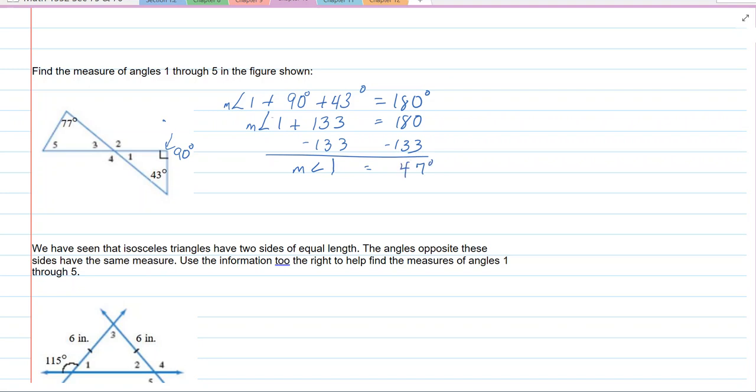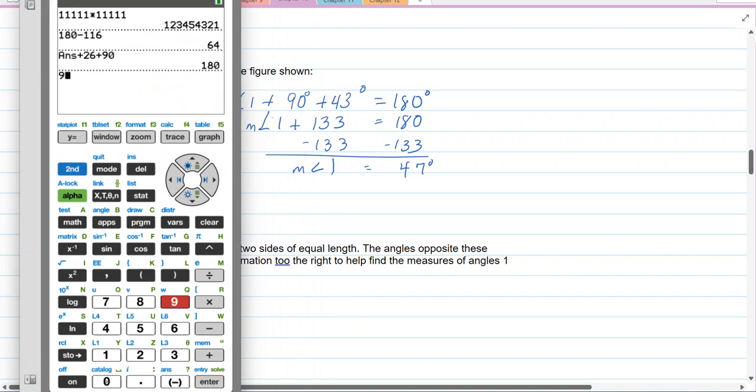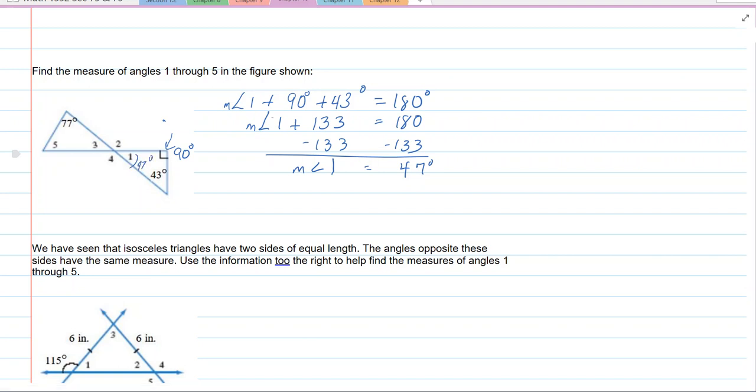I get 47 degrees. And I'm going to test that with my calculator, make sure that I have everything correct. That is 90 plus 43 plus my answer of 47. And I get 180. So I did good math. And I have this angle here. All right. Now, I notice that the measure of angle 3 has to equal the measure of angle 1. And those are vertical angles, which are equal.